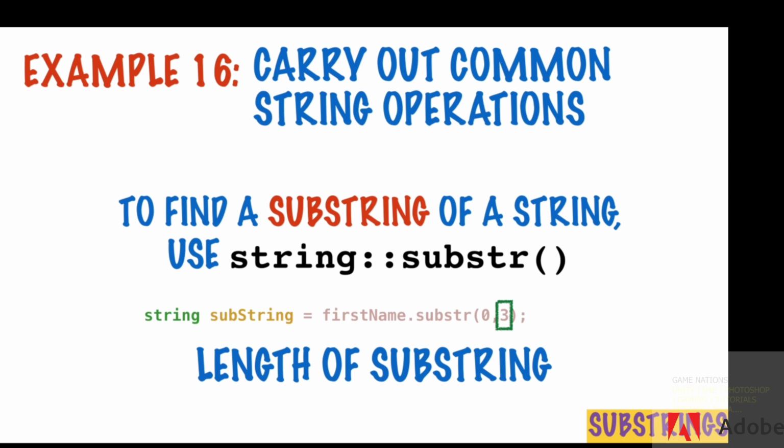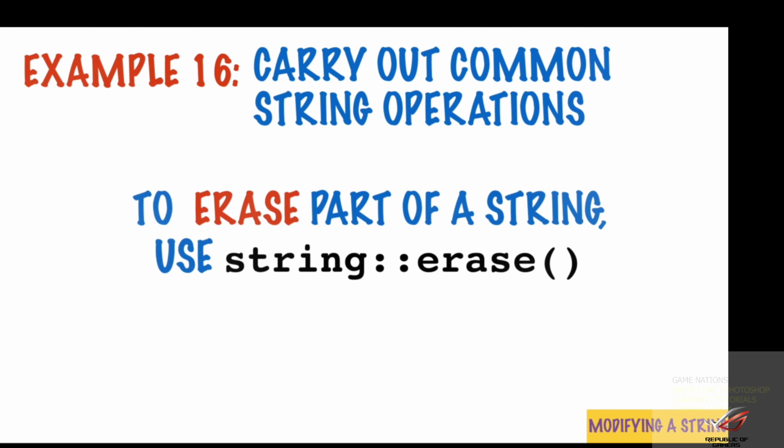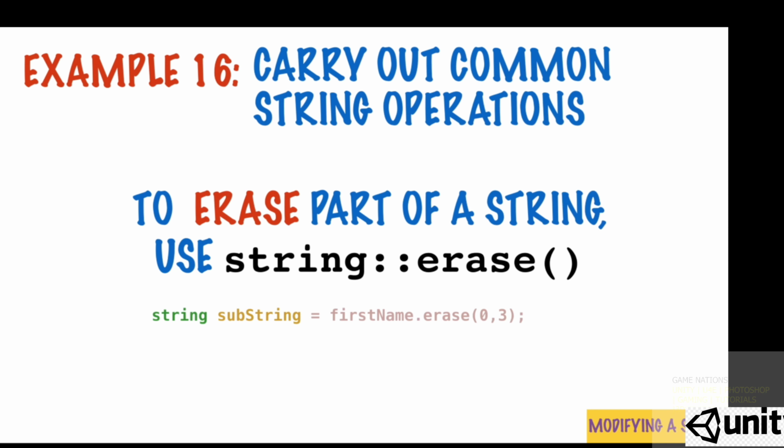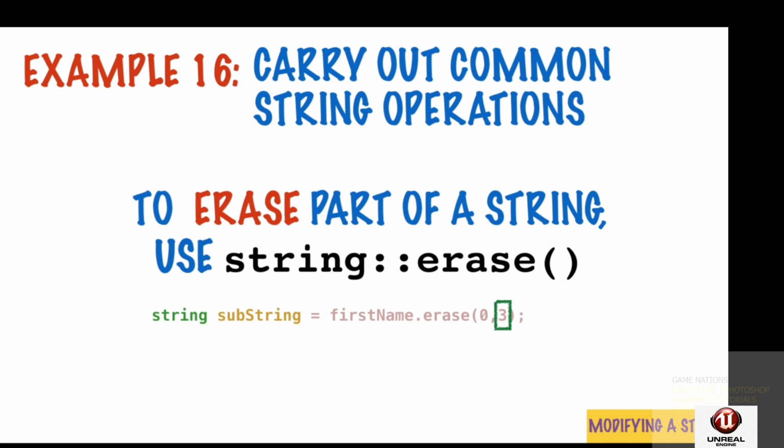Next up, let's talk about how we would modify strings, starting with the erase operation. And there again, we have a pretty obviously named member function called erase, which is used exactly like the substr function. Again, the function arguments that this method takes in are the starting index of the substring, which here we specify to be 0, and the number of characters to be erased, which here again we specify to be 3.